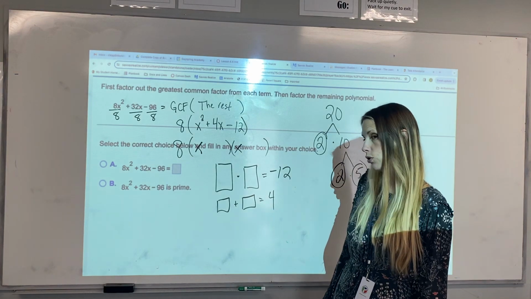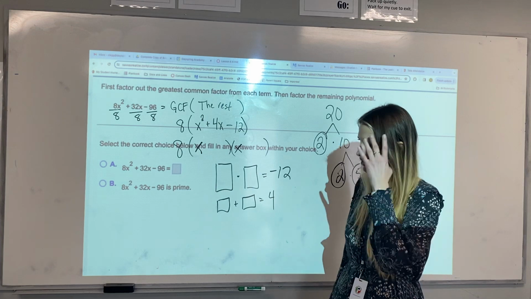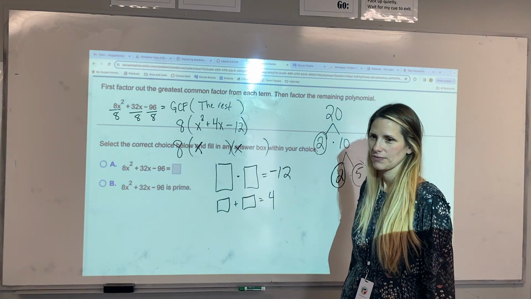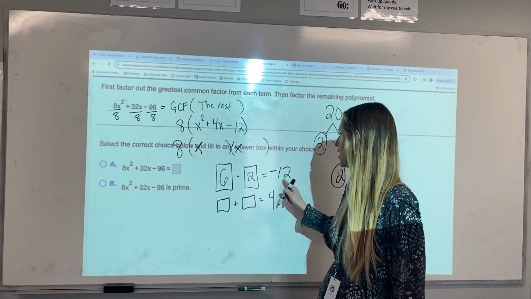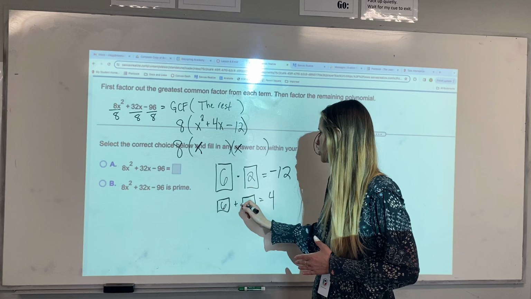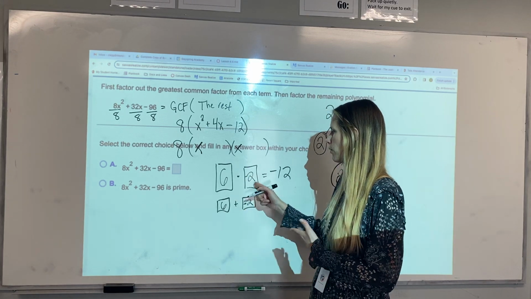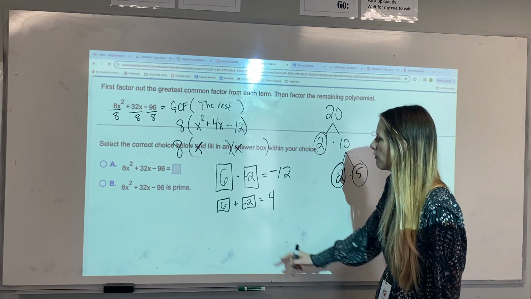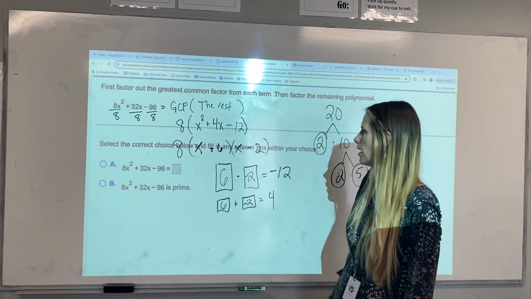So those multiply to get 12, but they don't add to get 4. 6 and 2. 6 times 2 is 12. One of them has to be negative. Which one has to be? Yeah, very good. A negative 2 to get a positive 4. So we have a positive 6, so plus 6, and a minus 2, and then we are done.